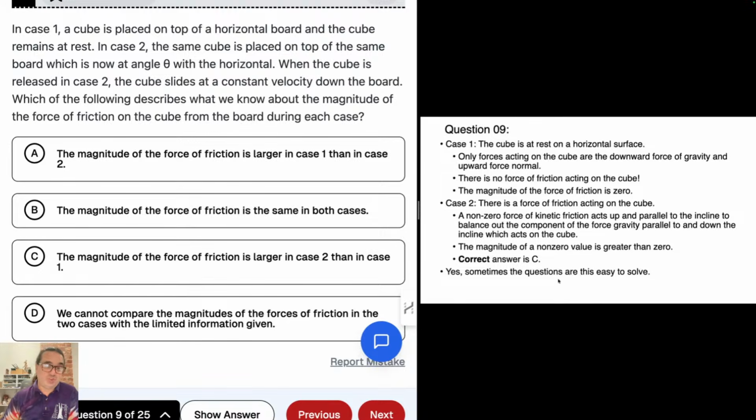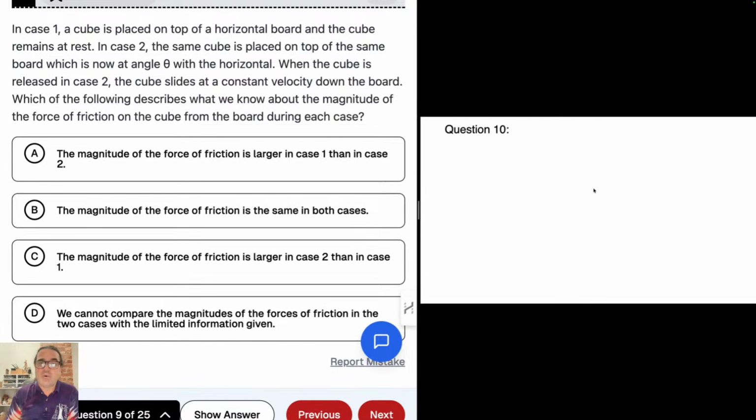So yes, sometimes they are as simple as this. Like case 1, there's no friction. Case 2, there is friction. Which one's greater? Case 2. Okay, so please do not second guess yourself if a question seems really easy, because some of the questions are going to be relatively easy. Some are going to be very difficult, but some are going to be pretty easy. So just be aware of that.